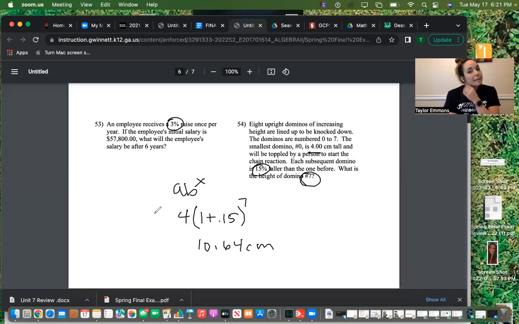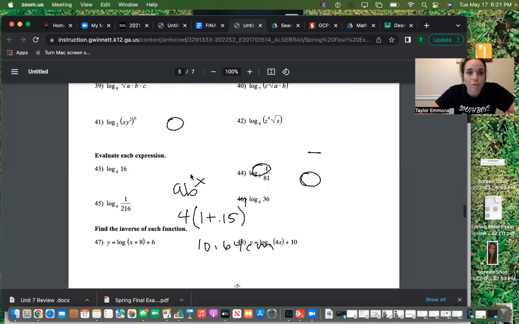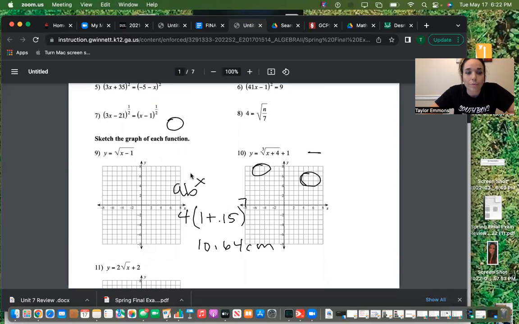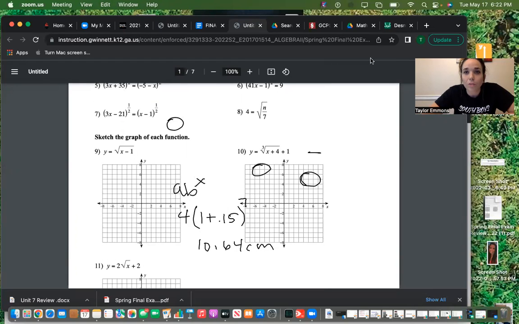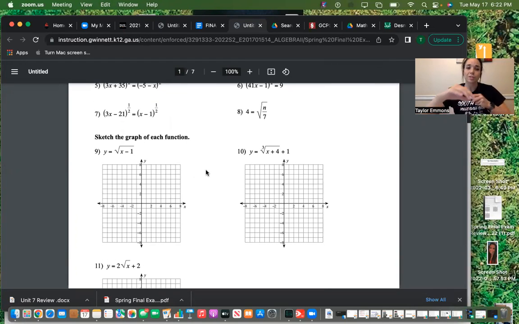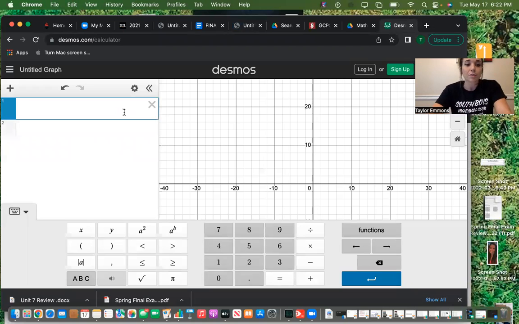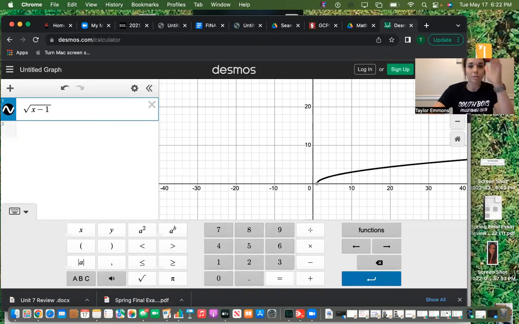So we said 9 on the first page. Going back up here, on number 9, when you sketch the graph of these, plug it in Desmos, because again, you're going to have access to it. So we've got square root of x minus 1.